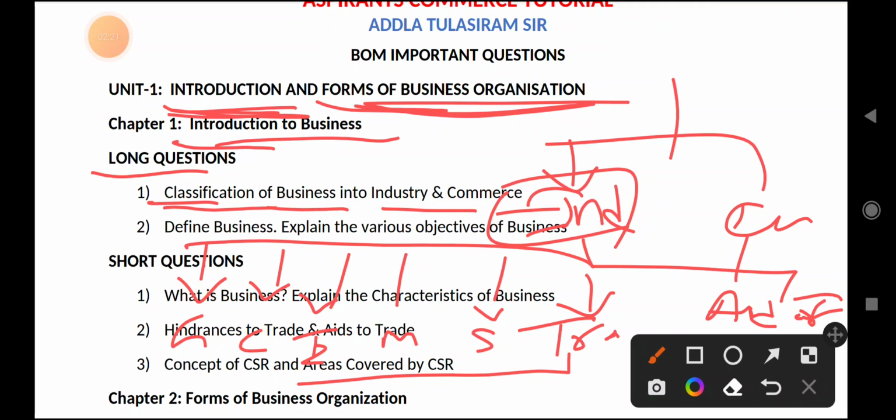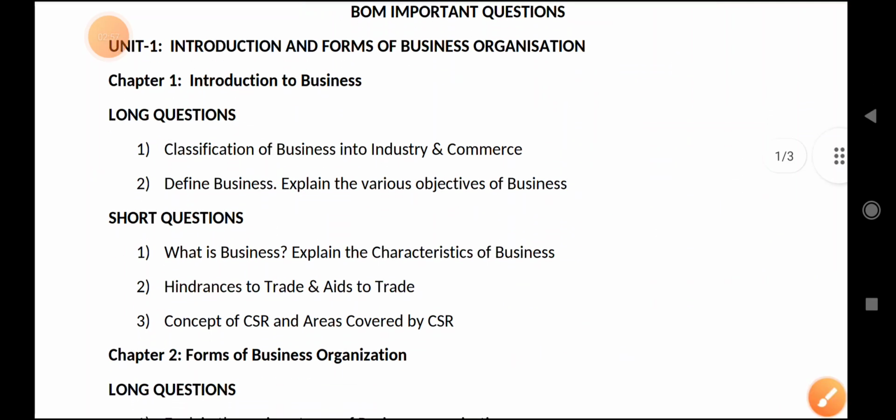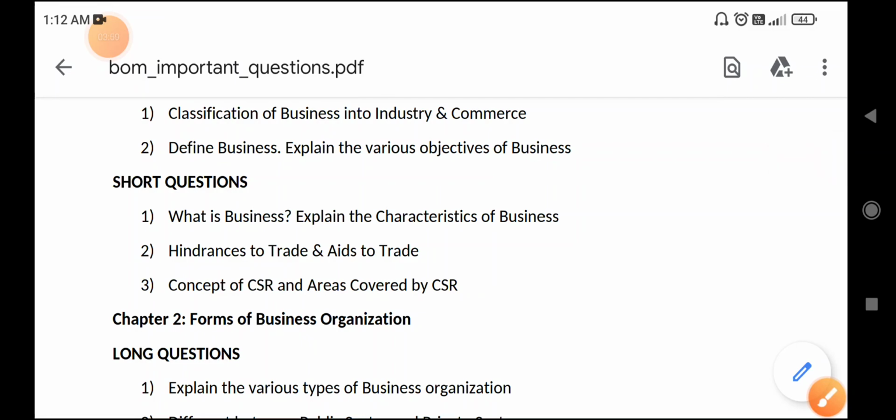Internal trade has wholesalers, retailers, like that. And external trade is export, import and entrepot. Aids to trade includes all other things which help the business with the other services of finance and transportation: banking, insurance, transportation, storage, advertising, agency services, like that. That answer you need to write here.